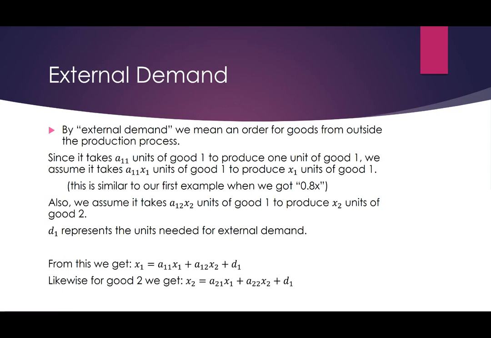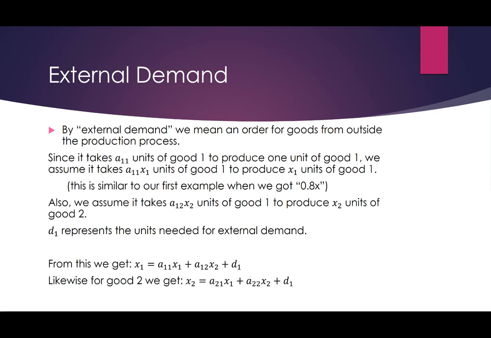All right, external demand. Now to add to these matrices a little bit and make it a little more complicated, but here we go. By external demand, we mean an order for goods, kind of like the 10 units of lumber that was asked of us in example 1. That's our external demand. We have a customer who wants a certain amount of lumber, a certain amount of steel. We need to figure out how much wood and steel I need to collect in order to fulfill this person's demand.